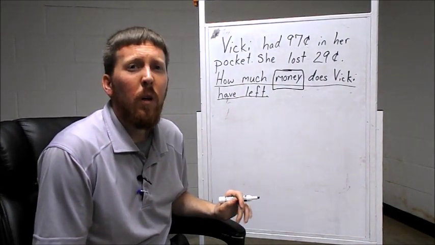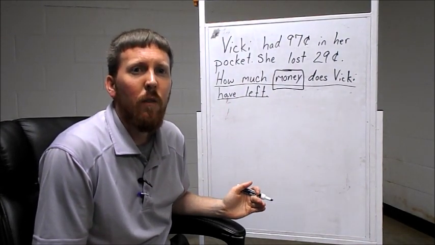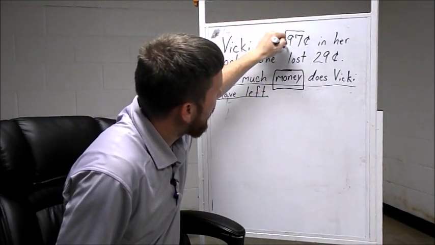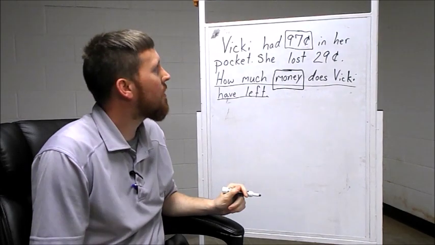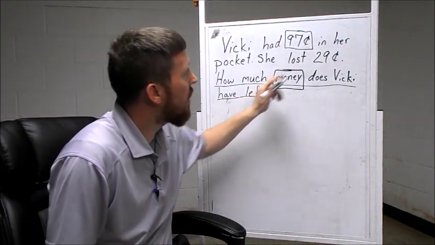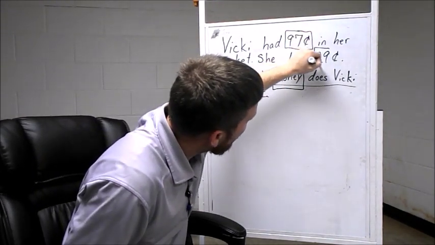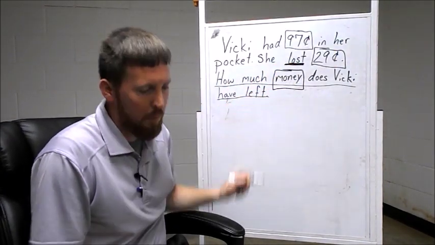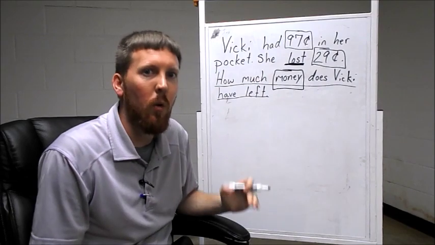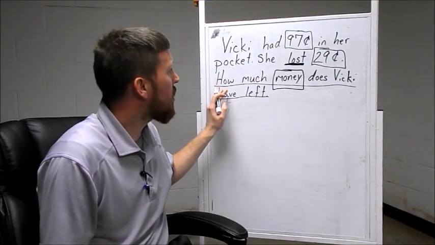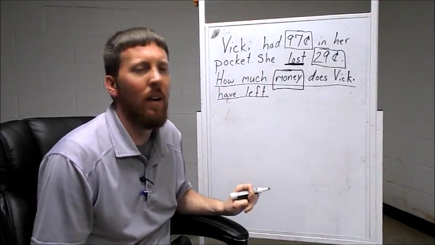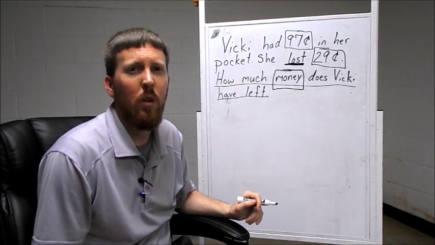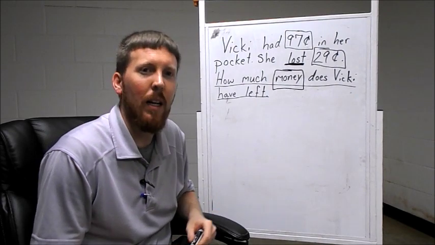Okay, we're going to go back and look at our details from the first two sentences. Vicky had 97 cents. I'm going to box that in, 97 cents in her pocket. She lost 29 cents. Now, if she loses it, it means that we are not adding, we're taking away. So, the question asks, how much money does Vicky have left? You're going to take 97 and whatever you need to do with 29 cents and get an answer.